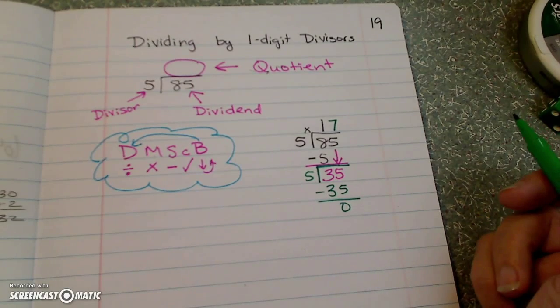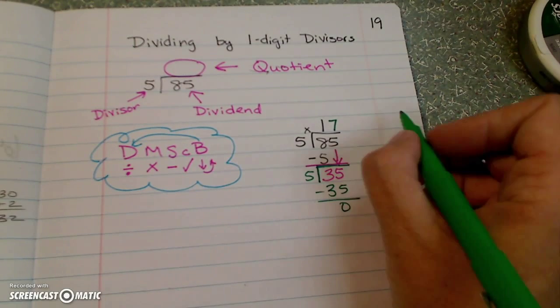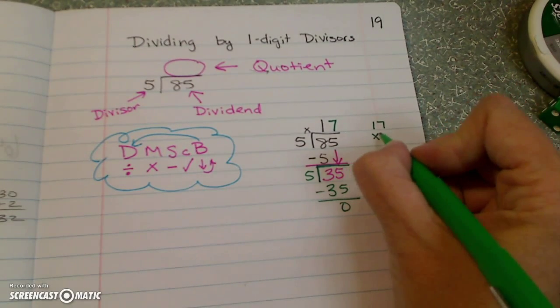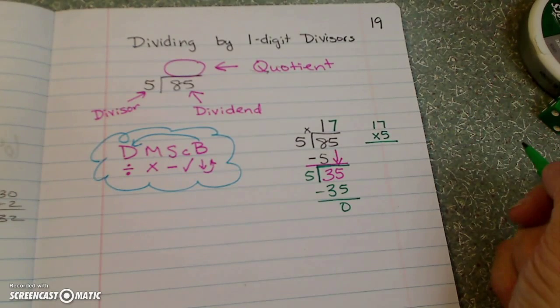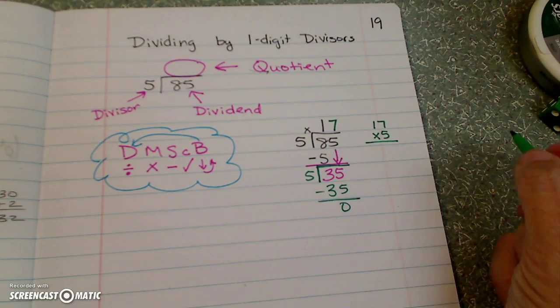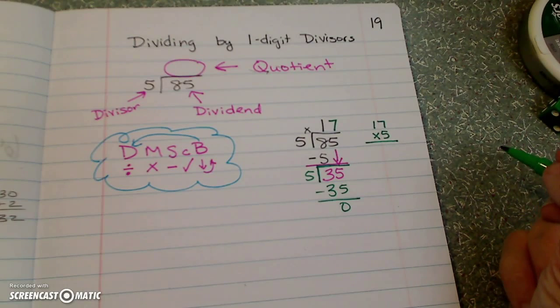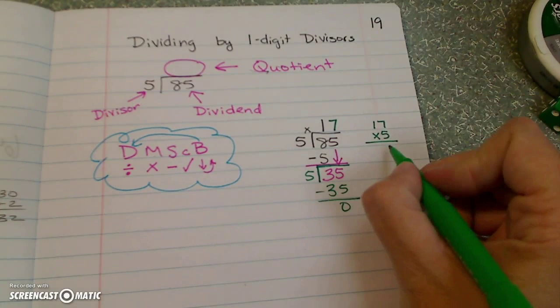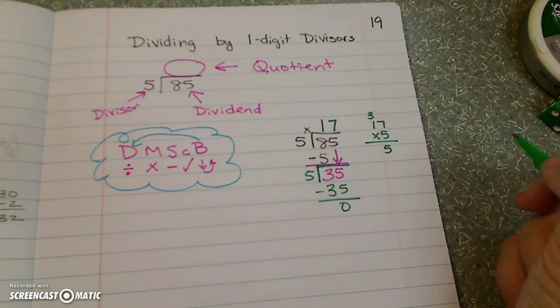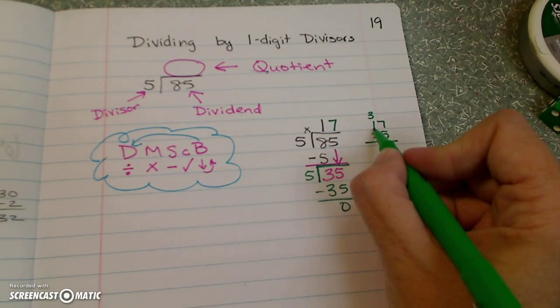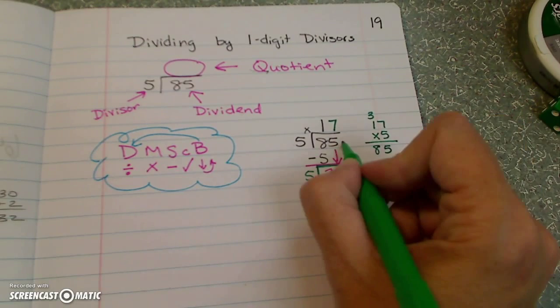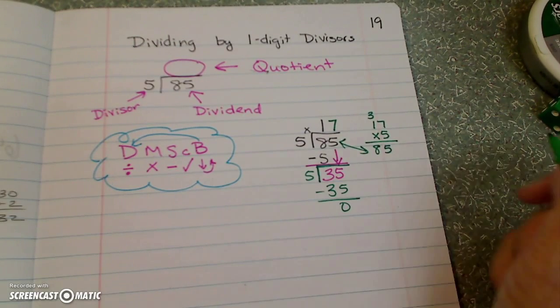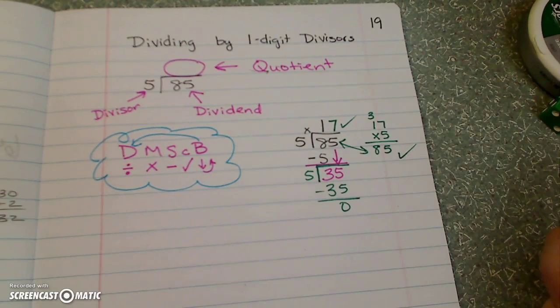There's no remainder here. Now, what I always want you to do is check by multiplying. Anytime you have a division problem, you can know you have it right by checking by multiplying. Takes a little bit of time, but it's worth it. 5 times 7 is 35. I'm going to regroup my 3. 5 times 1 is 5, plus 3 is 8. So 85. This checks out, so that means this is right.